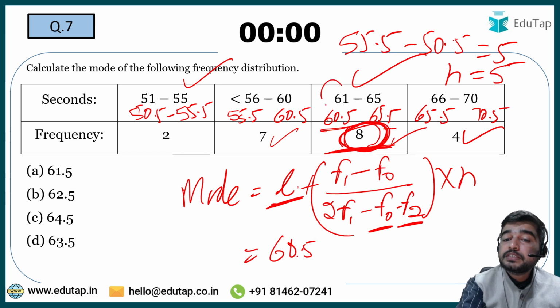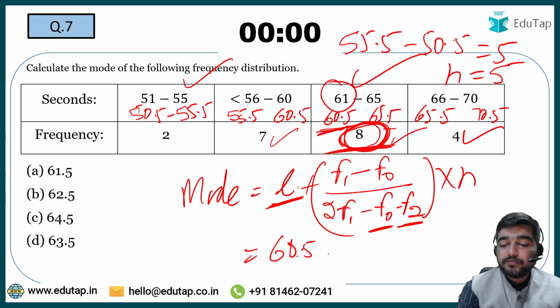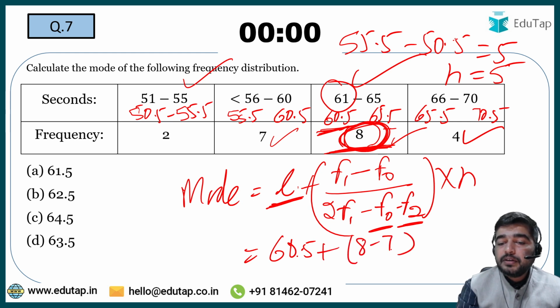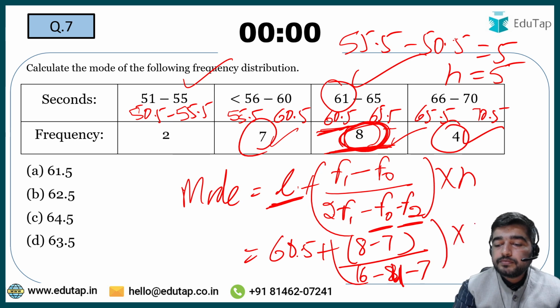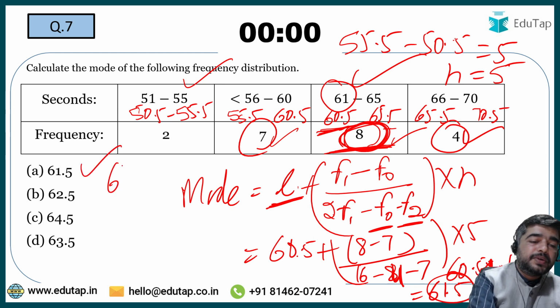It will not be 61, it will be 60.5 plus (f1 8 minus 7) over (2 f1, 16, minus 8, minus 7) into 5. That is 60.5 plus 1 over 4 into 5. So this gives you 61.5. So your mode is 61.5.